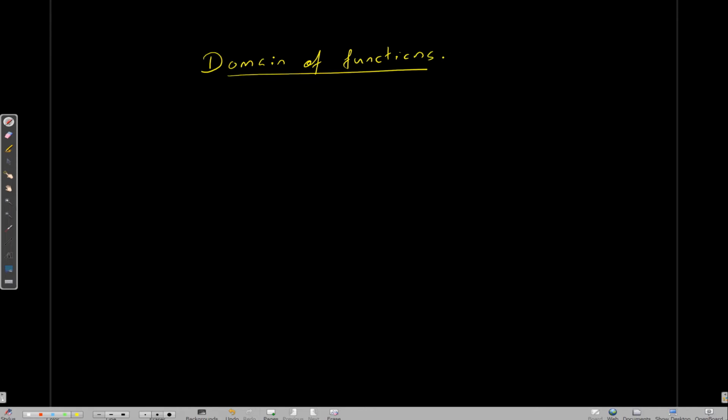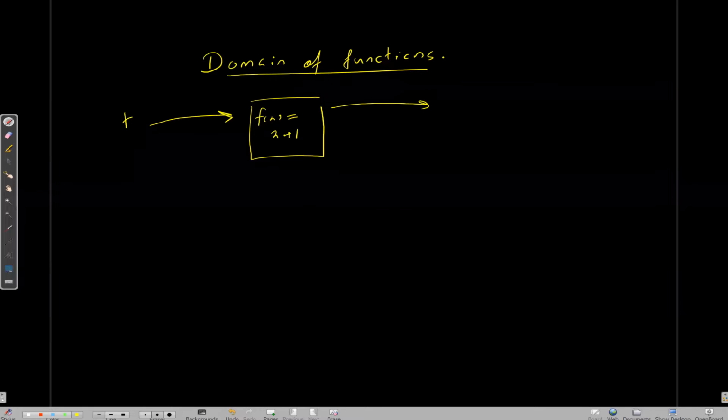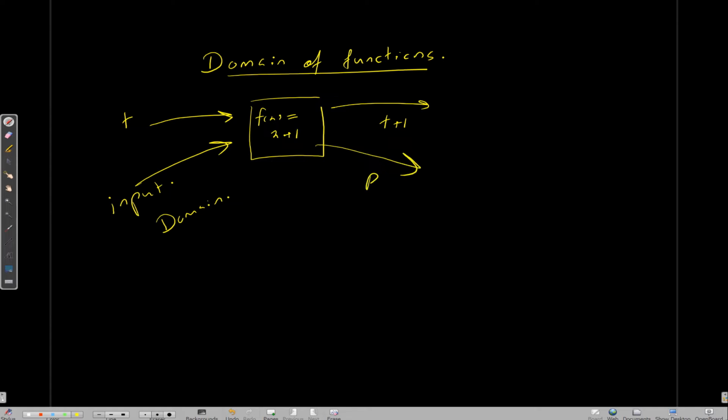Now I told you function is like a machine. So let me recall you. If you have f of x equal x plus 1, whatever you put, let's say you put t, then what comes out is t plus 1. Now this is like a machine, the set of everything input, and we call it domain. So in simple words, everything that you can put into your machine, and actually what comes out we call it range.